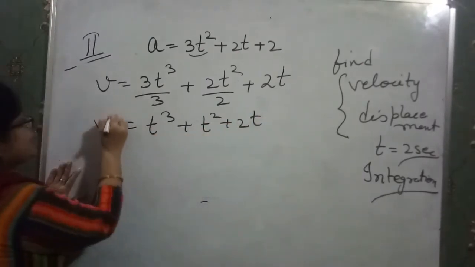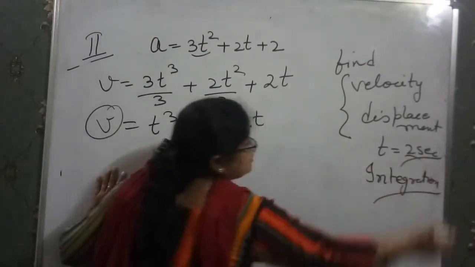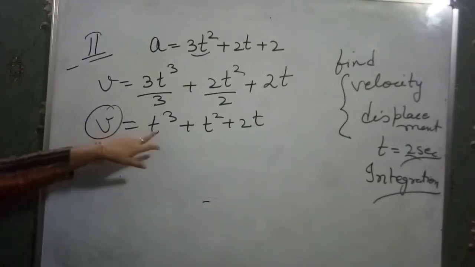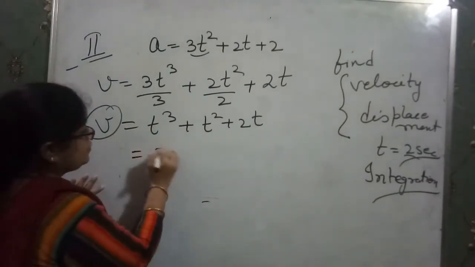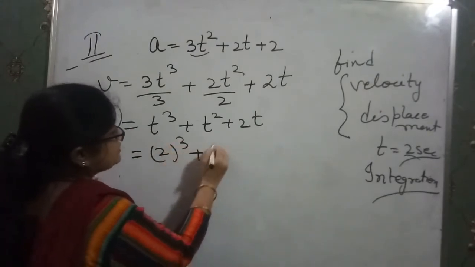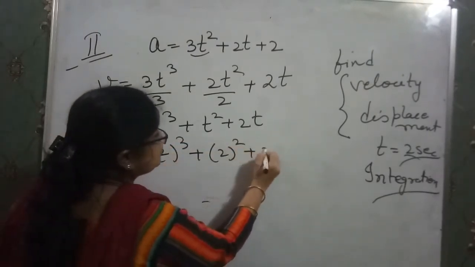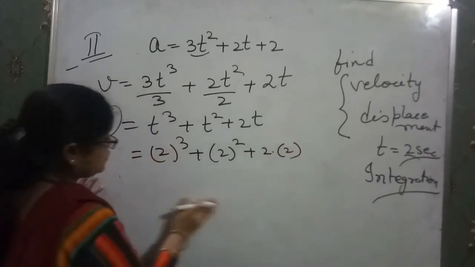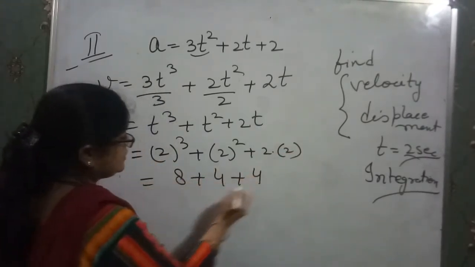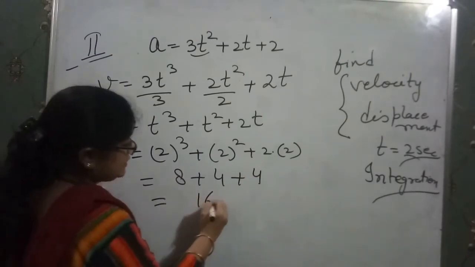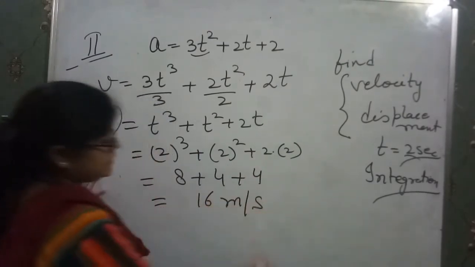And we have to find the velocity at time t equal to 2 seconds. So write 2 seconds in place of t. So we have 2 to the power 3 plus 2 to the power 2 plus 2 into 2. So we have the answer 8 plus 4 plus 4. That means we have 16 meter per second.